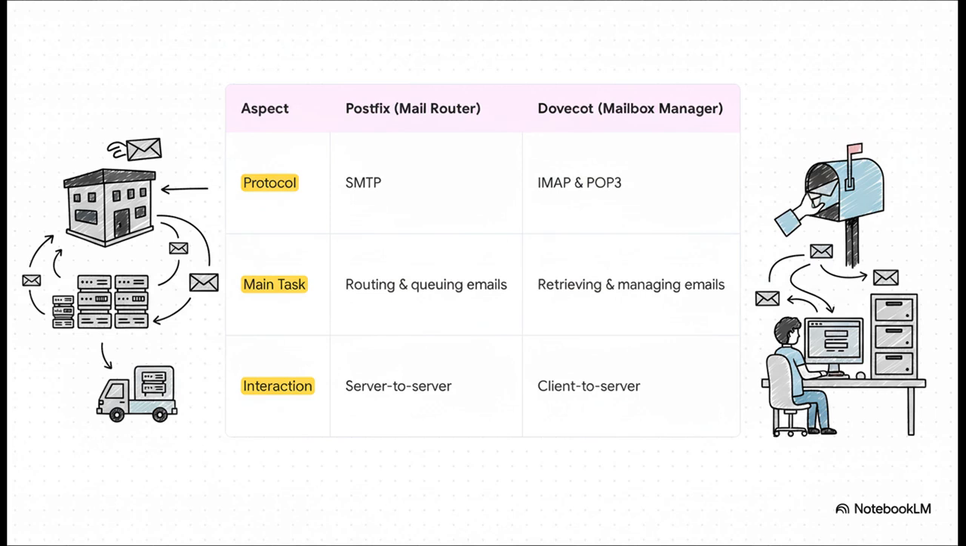And this really gets to the heart of a modern email server. It's not one single program, it's a team of specialists. Postfix is the mail router, handling all the server-to-server traffic using SMTP. It's like the central sorting facility for all mail coming in and going out. Dovecot, on the other hand, is the mailbox manager. It handles your access, the client-to-server part, using protocols like IMAP. It's like the local clerk who files your mail and then grabs it for you when you ask for it.